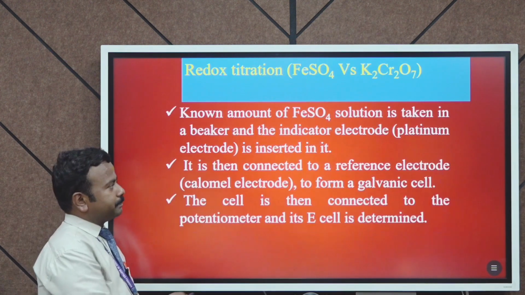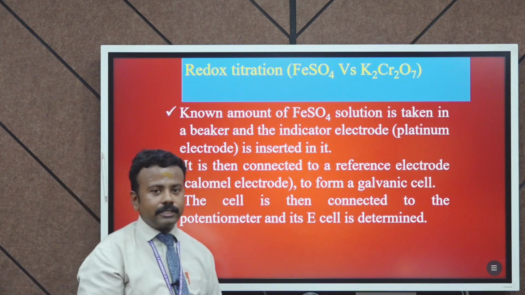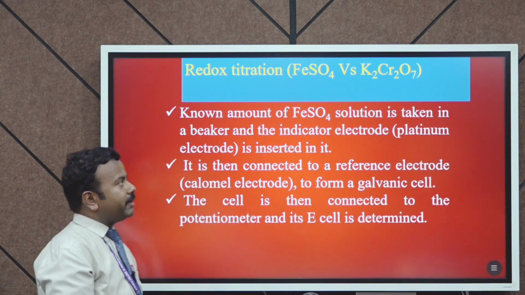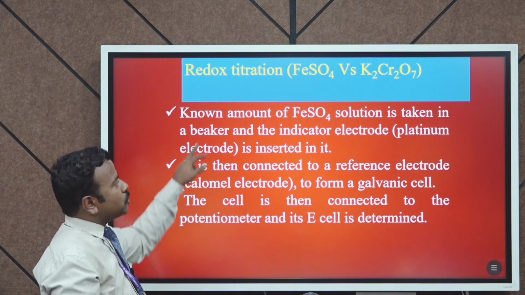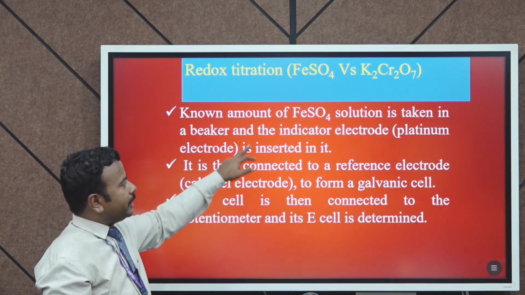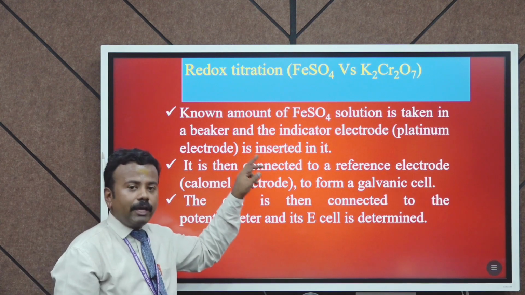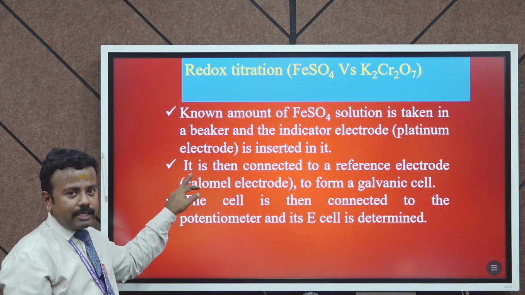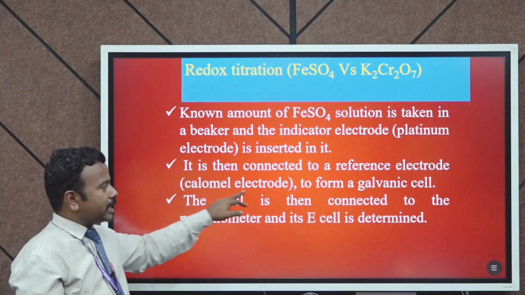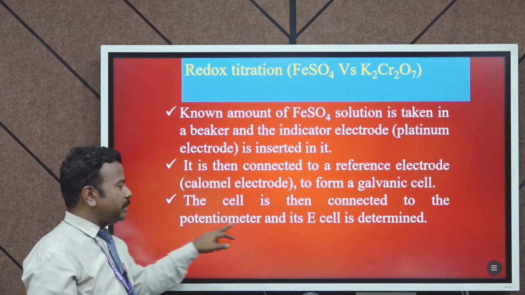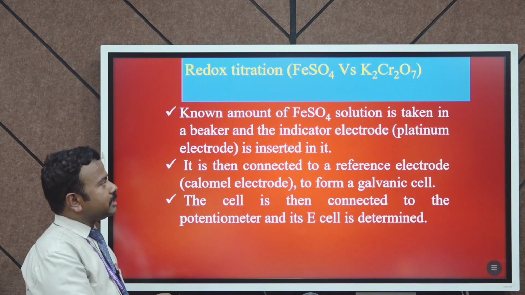and we get the exact endpoint. Then the second titration is called the redox titration, in this case ferrous sulfate versus potassium dichromate. The ferrous sulfate solution is taken in the beaker, and the indicator electrode is inserted. Here we use a platinum electrode as the indicator electrode, and the reference electrode, that is the calomel electrode, is also connected to form a galvanic cell. The cell is connected to the potentiometer, and the E cell is determined.